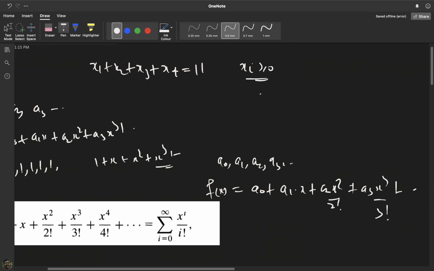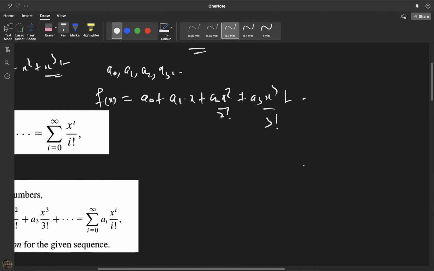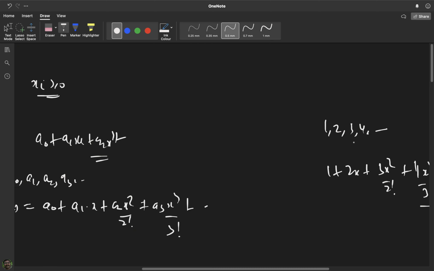In the ordinary generating function, you just had a0 plus a1x plus a2x square plus etc. But in the case of the exponential generating function, it is just like the exponential function. So here you will have a0 plus a1x plus a2x square by 2 factorial plus a3x cube by 3 factorial plus etc. So if my sequence is 1, 2, 3, 4 etc., the exponential generating function will be 1 plus 2x plus 3x square by 2 factorial plus 4x cube by 3 factorial plus etc. I hope it is clear what an exponential generating function is.